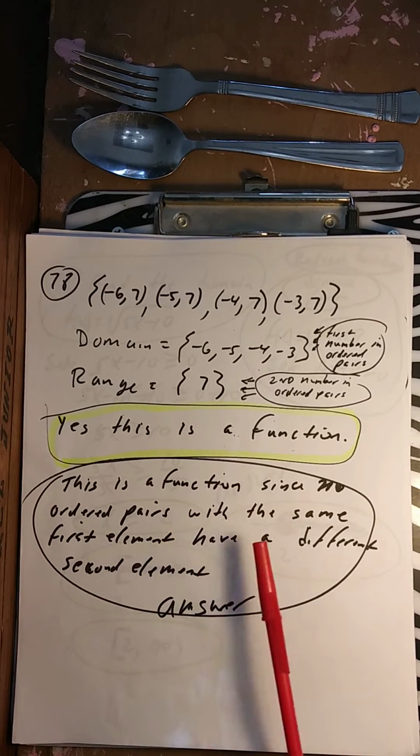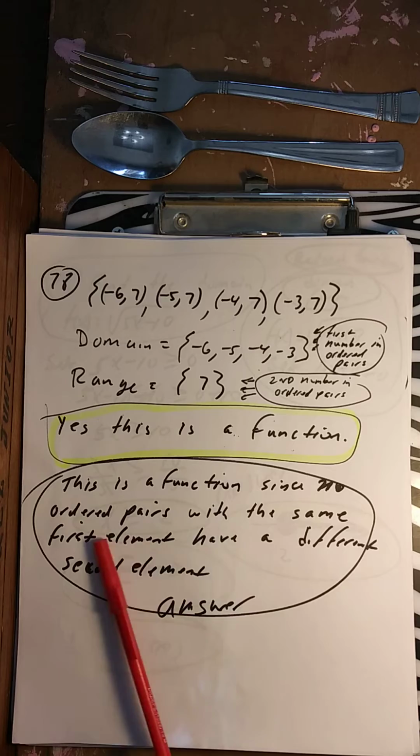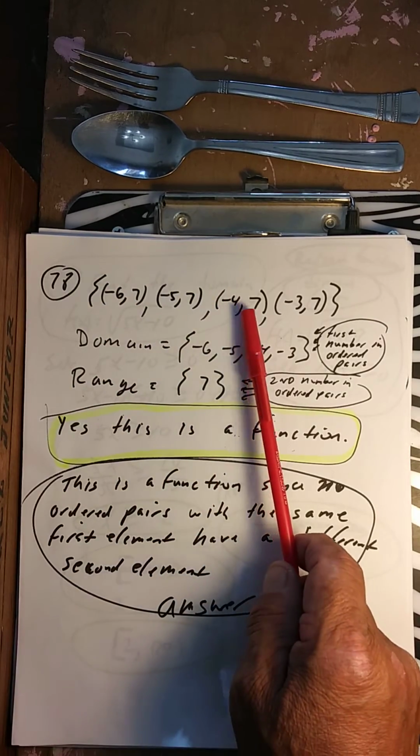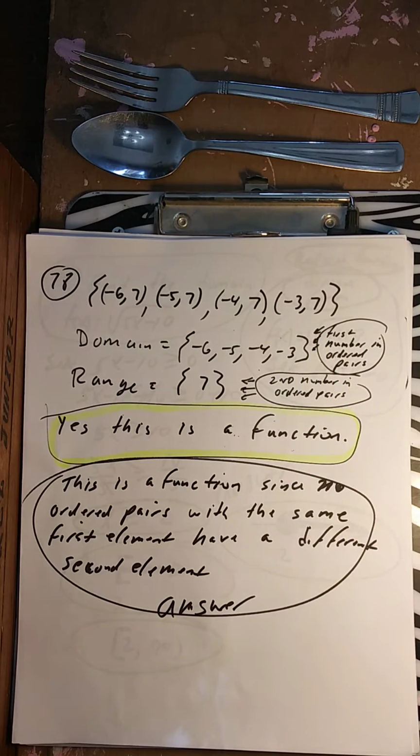This is a function since no ordered pairs with the same first elements have a different second element. So now -6 goes to 7. That's it. -5 goes to 7. -4 goes to 7. -3 goes to 7. Doesn't matter, they're done.